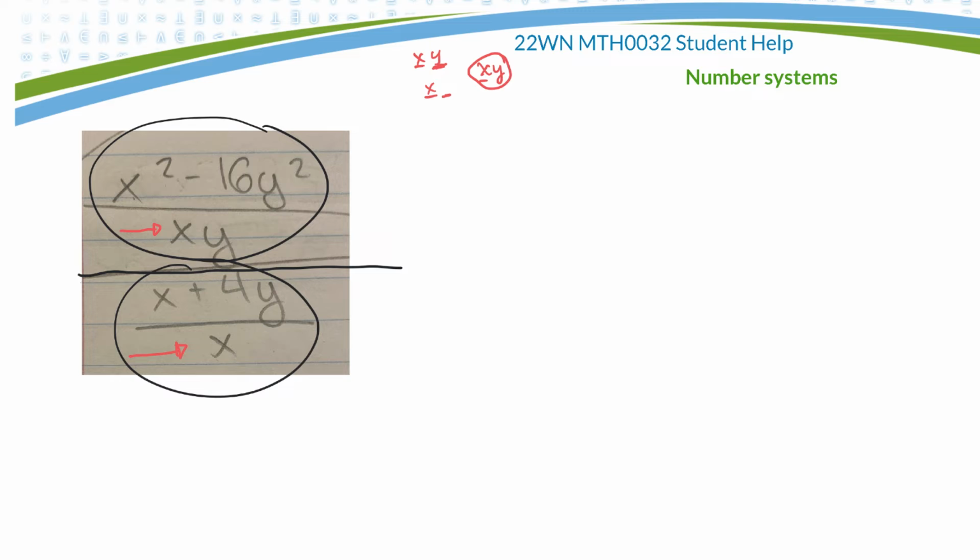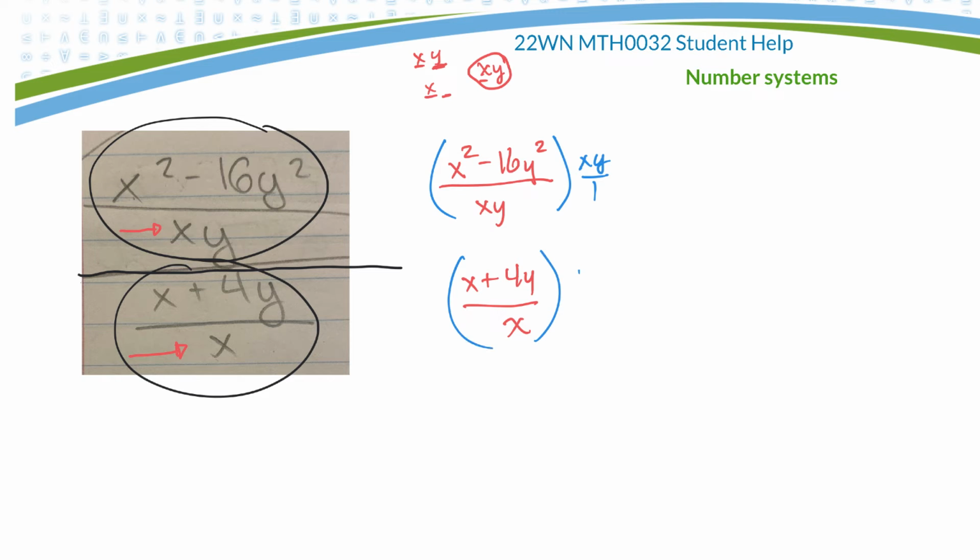So I'll multiply both the top and the bottom fractions by that. So I have x squared minus 16y squared over xy, and I have x plus 4y over x. I'll multiply this by xy, and really it's xy over 1, and multiply this by xy over 1. Almost forgot my fraction line.